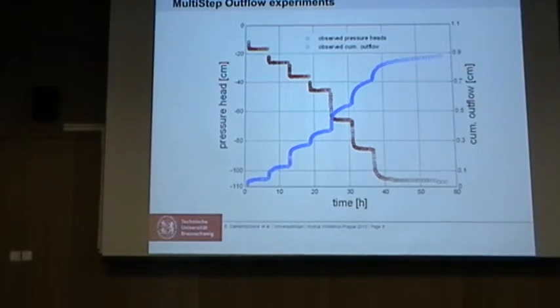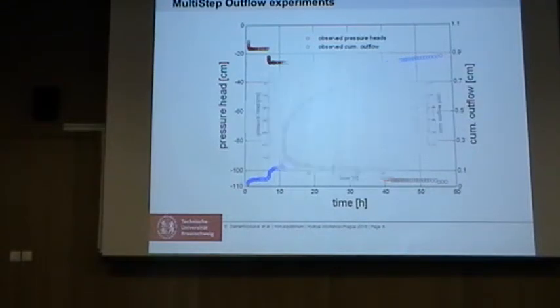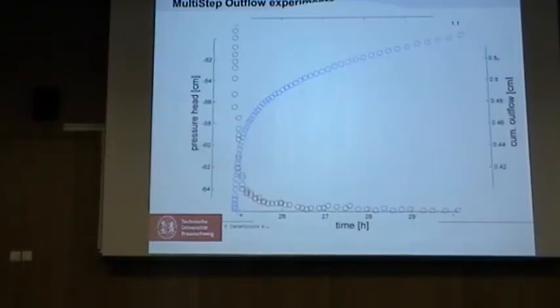So here we see typical results for a multi-step outflow experiment. The red points show the evolution of the pressure head inside the soil column, and the blue points show the cumulative outflow of water. If we look more carefully at one step, we can see that the pressure head data, the red points, after this time point, are in equilibrium. However, the soil column continues to release water.